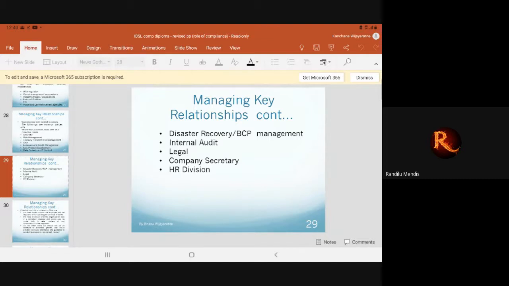So there are so many areas where compliance will have to work with the internal parties, the internal relationships, and finally the HR division, which, as per modern management styles, is supposed to be the hub of the organization.